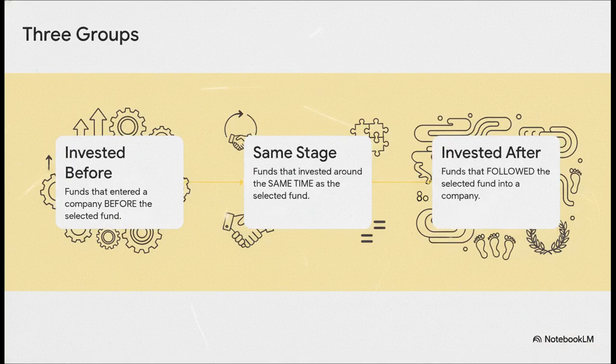First, you've got invested before. Pretty straightforward, these are the folks who got into a deal early. Then there's same stage. These are your classic co-investors, the ones who partner up in the same funding round. And finally, you have invested after. These are the funds that follow, the ones who might come in later after seeing your chosen fund make a move.